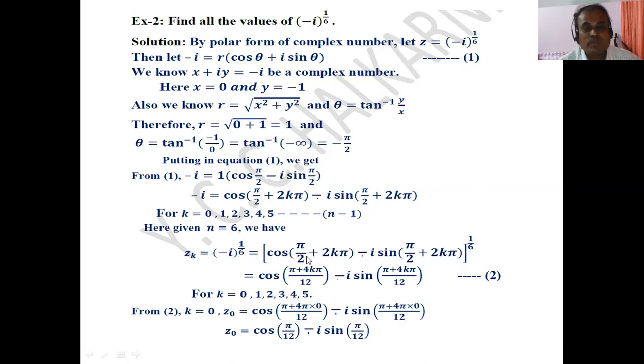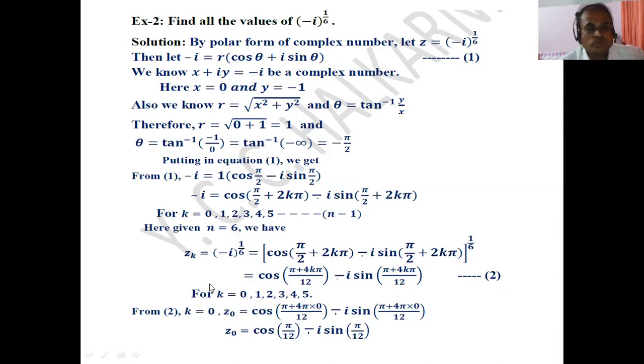Okay. Now we simplify. First, take the LCM. Okay, and now cross multiplication, we get cos of (pi plus 2 into 4k pi) upon 12 minus i sine of (pi plus 4k pi) upon 12. Now again we use the De Moivre's theorem and therefore we get the result. So zk is equal to cos of (pi plus 4k pi) upon 12 minus i sine (pi plus 4k pi) upon 12. Now equation 2.